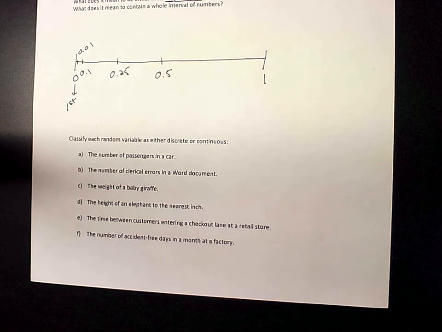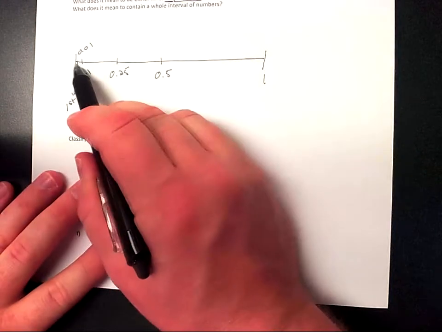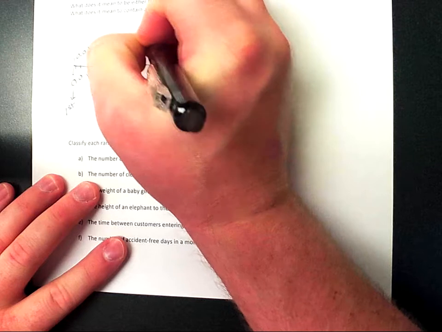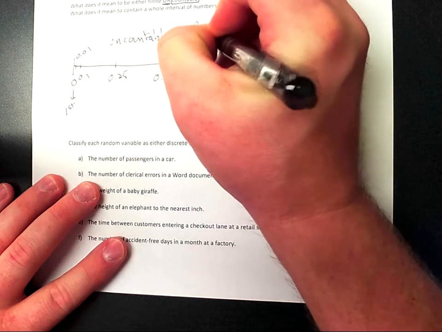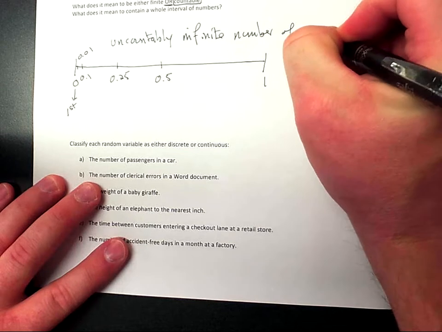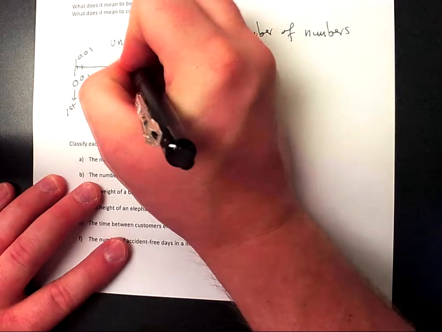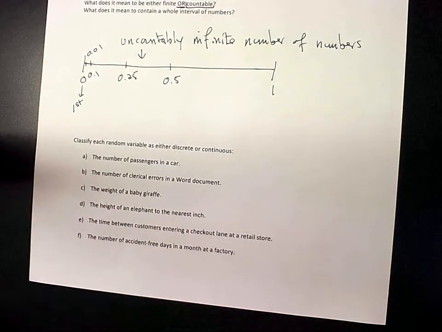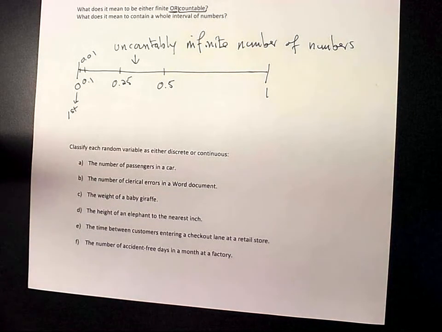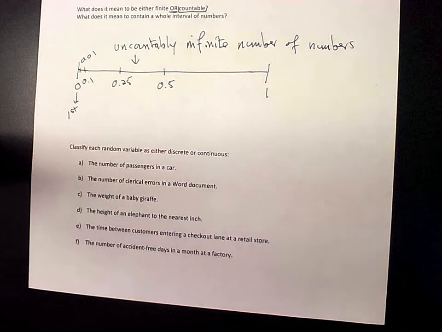So here in this interval, we have an uncountably infinite number of numbers. But whole numbers, for instance, like 1, 2, 3, 4, 5, those are countably infinite. You can definitely say this is the first number, this is the second number, this is the third number. Right?